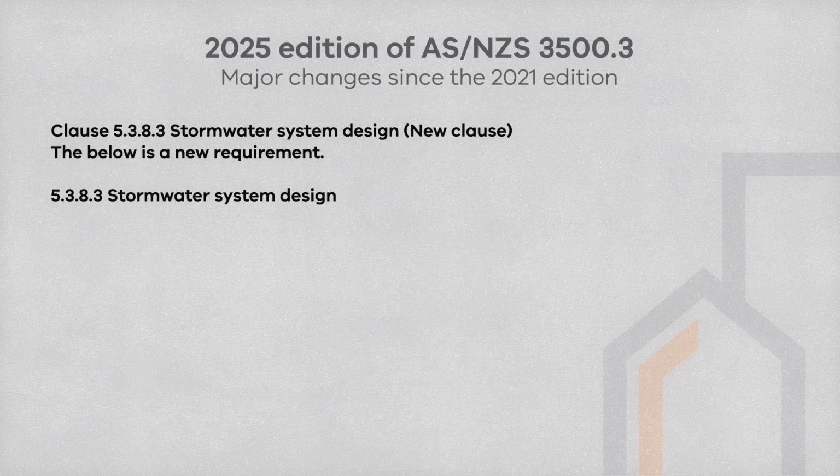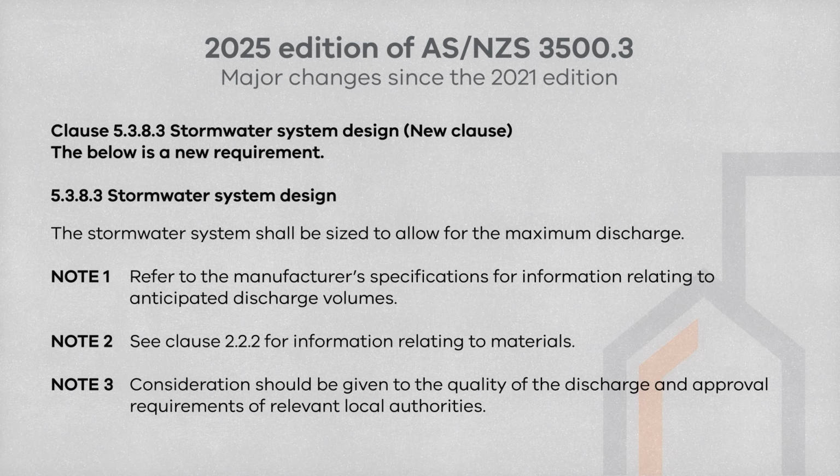The new clause 5.3.8.3, stormwater system design. It requires the stormwater system to be sized for the maximum discharge. So when selecting the pipe size, you are designing for the peak flow, not the average. There are 3 supporting notes, each linking back to earlier clauses.